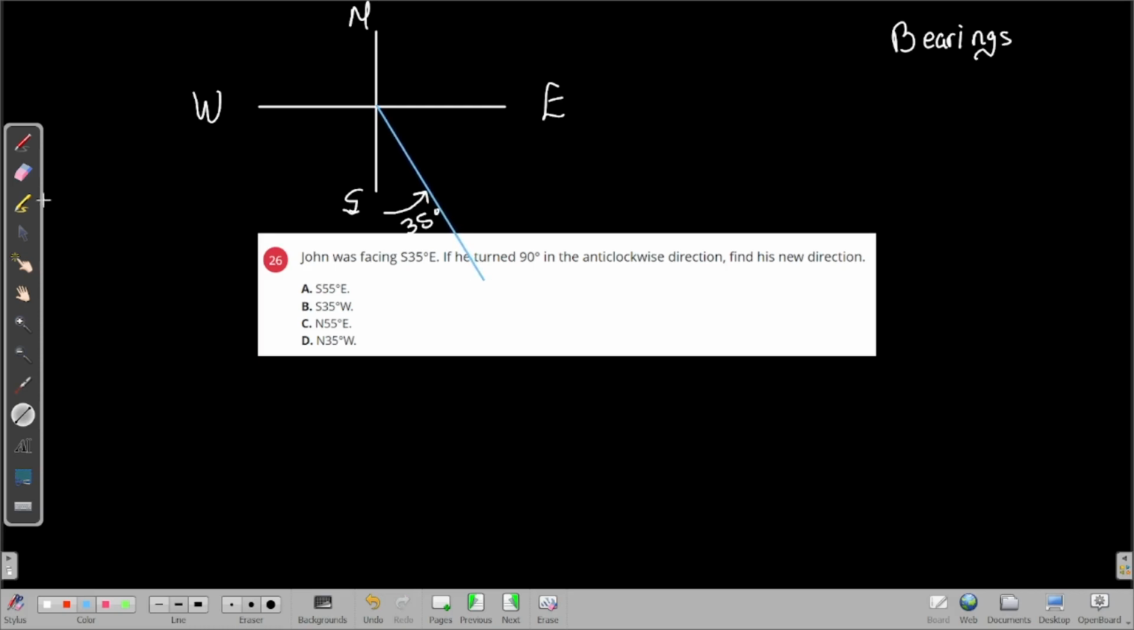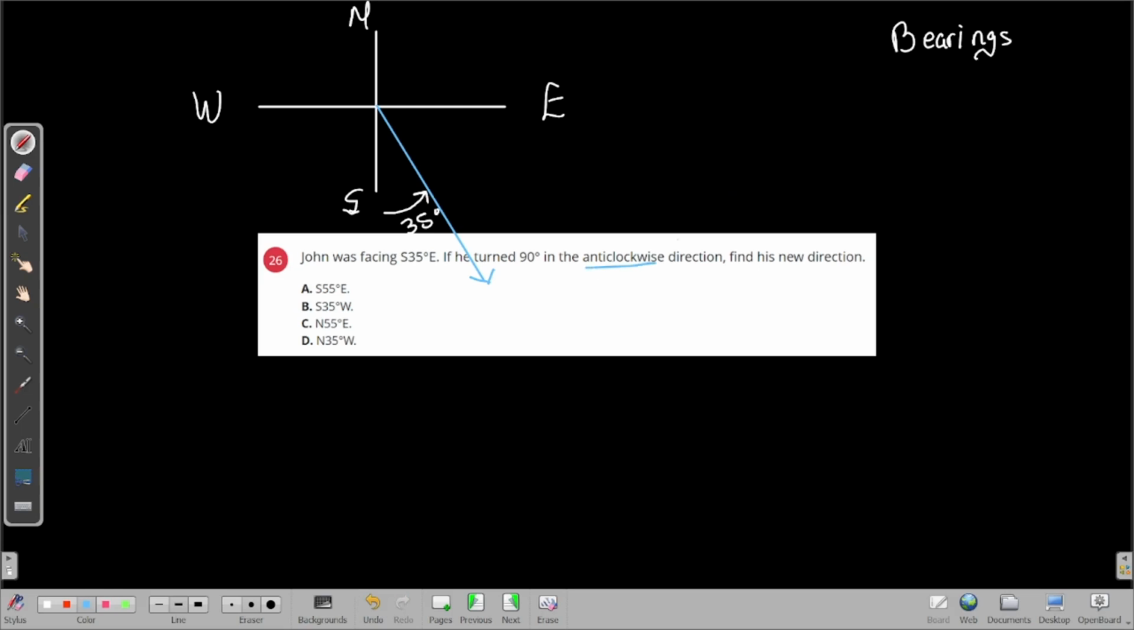Degrees like this. Okay, so this is where John is. John is on that blue line, standing on that blue line, set south 35 degrees east. Then he said he turned 90 degrees in the anti-clockwise direction. So he moved in a 90 degree direction, in the anti-clockwise direction.